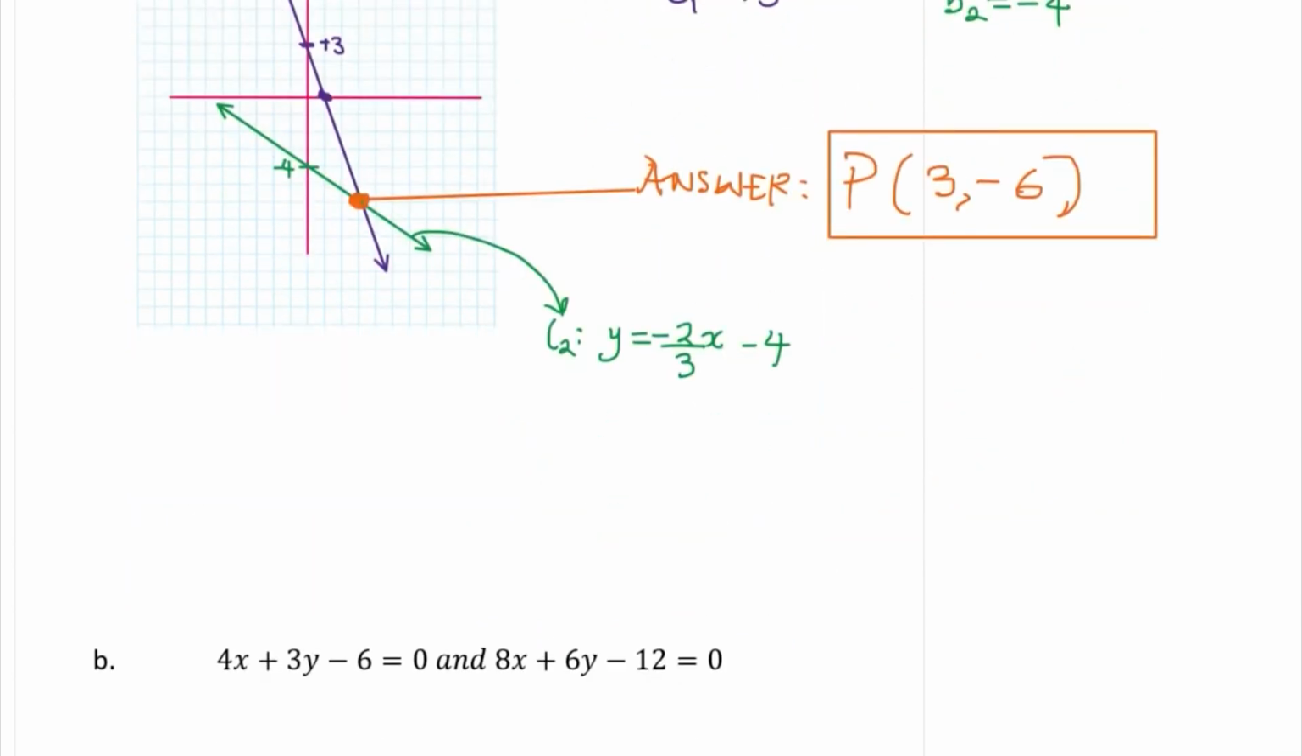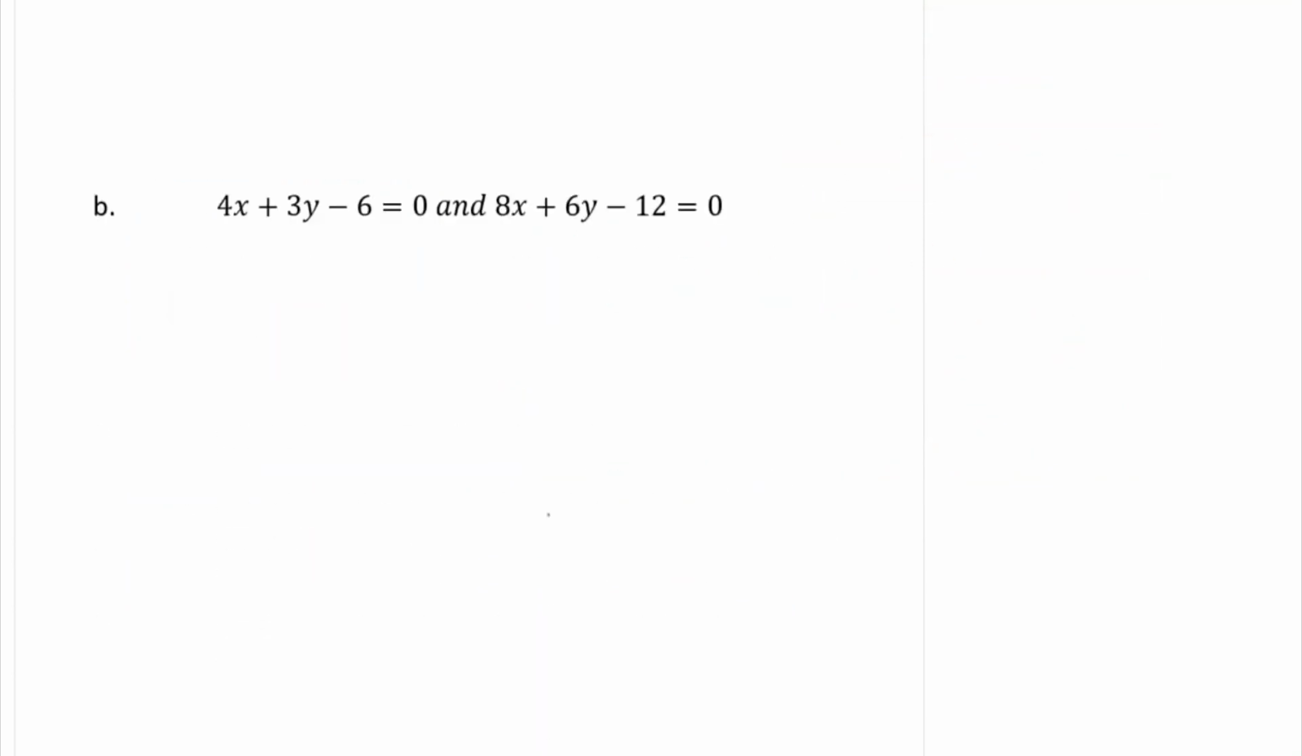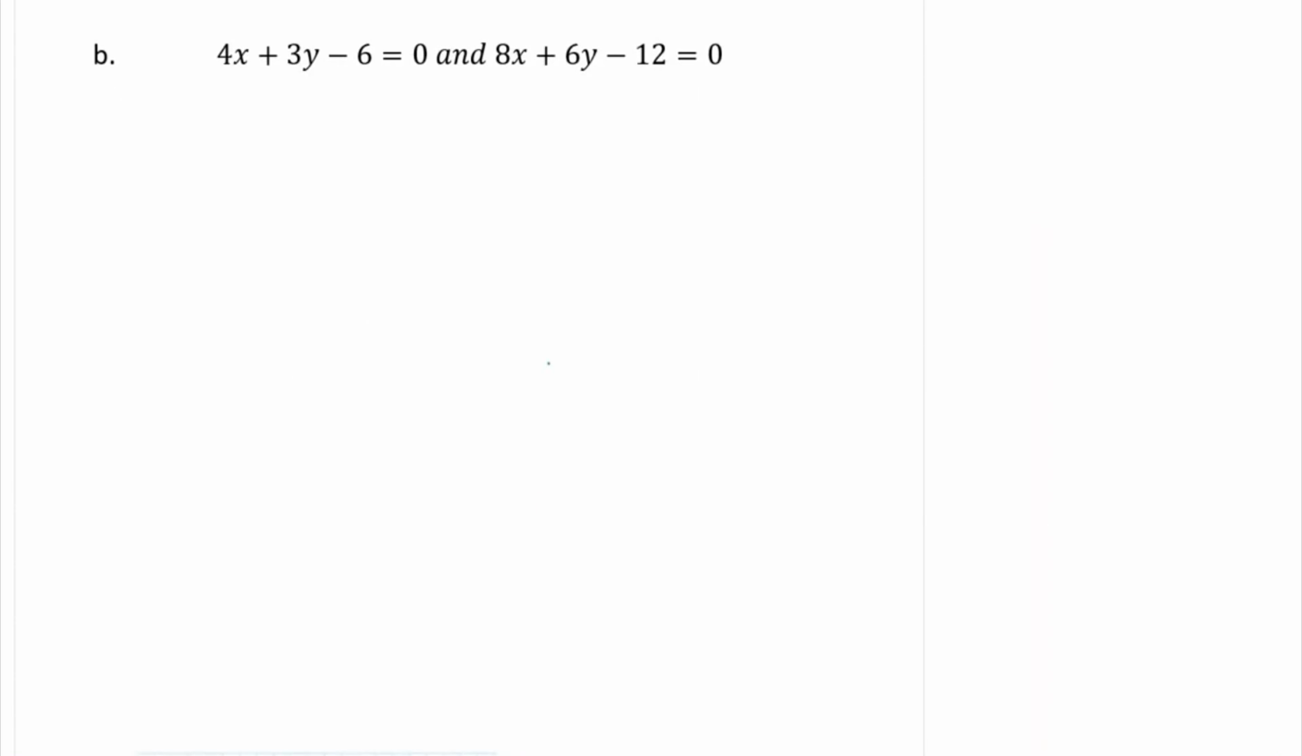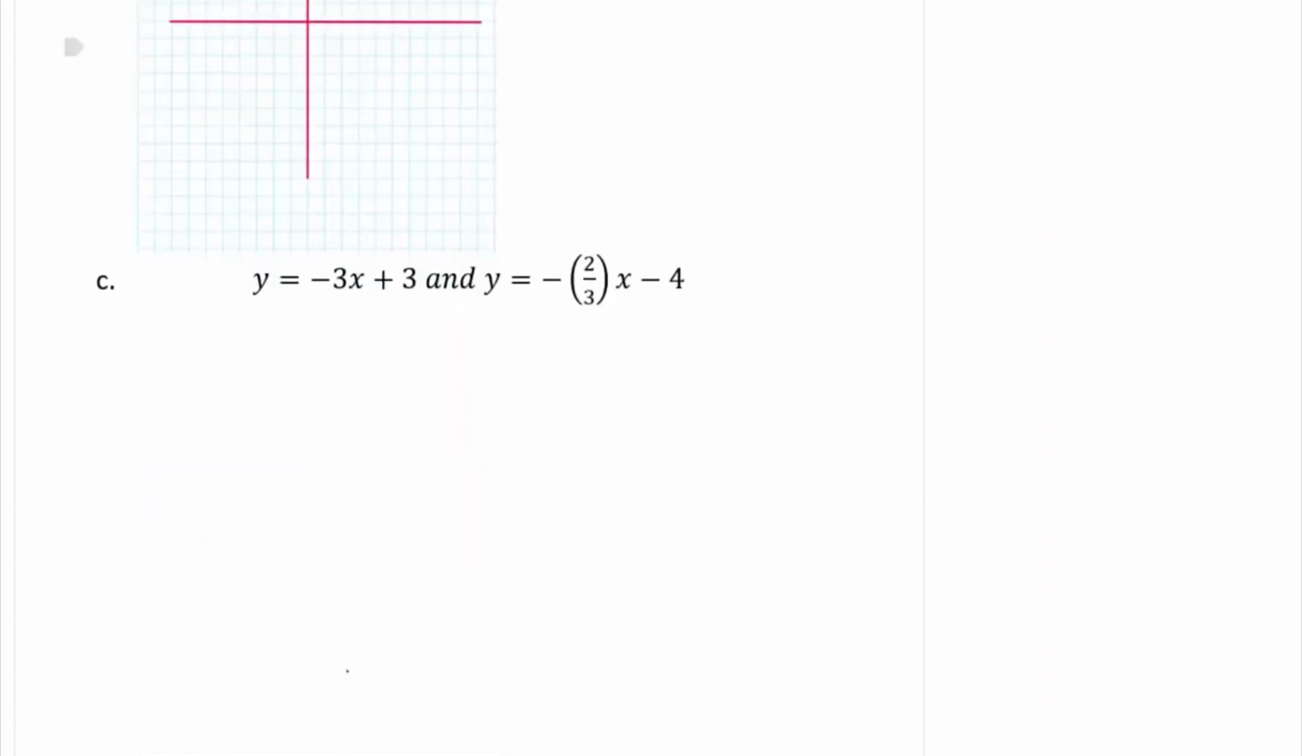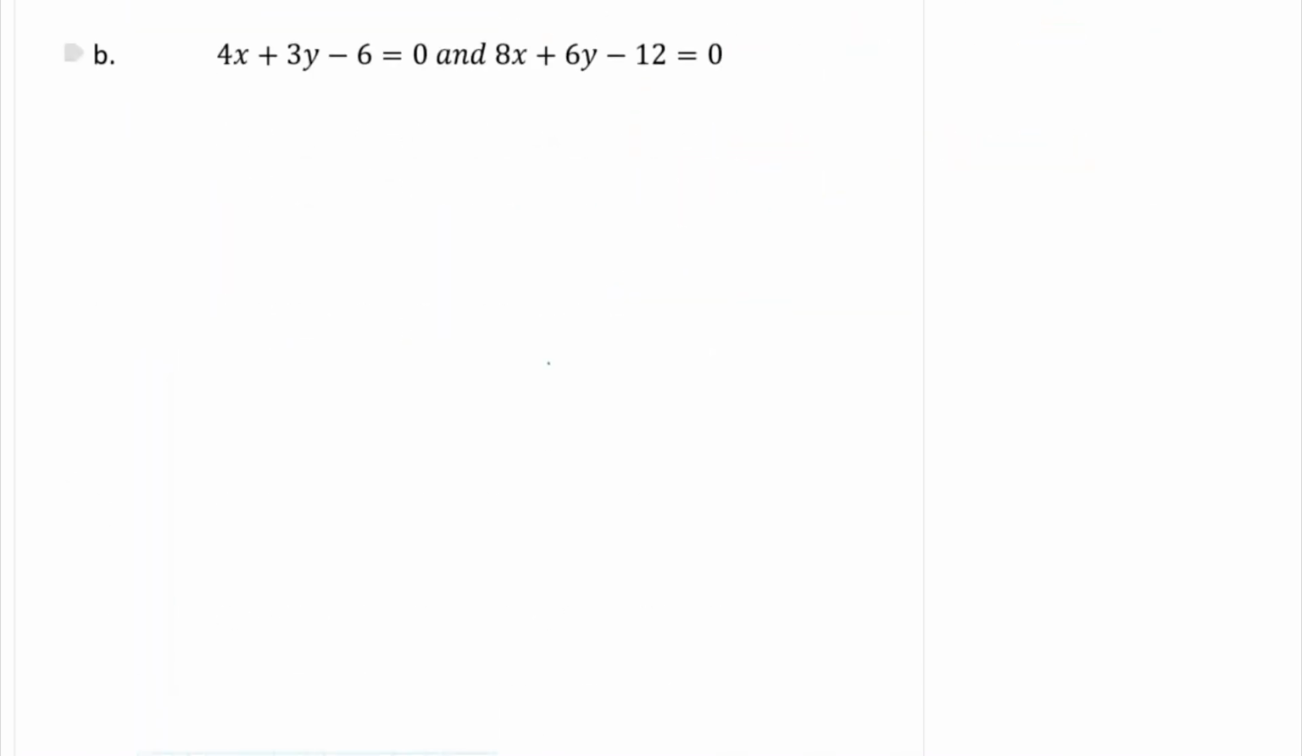So that is about it for this strategy, and you can apply this to any other questions I give you. I challenge you all to do B and C, and what you notice in B is you need to transform this equation into y = mx + b, and do the same thing to this particular equation right here. Once you're able to do that, then you can compare those slopes, m1 and m2. Are they equal or are they not equal?